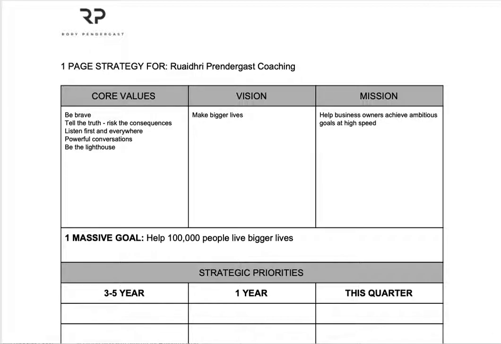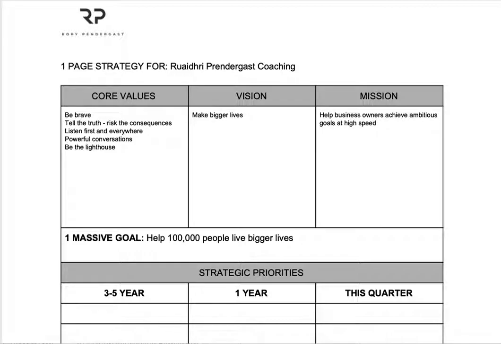Finally, in this section, I want us to create a massive goal. So what is a massive goal for you and your business? Again, I've given you an example here that I want to help 100,000 people live bigger lives across the world. Now, I have no idea yet how I'm going to achieve that goal, where I'm going to achieve that goal, and what exactly that's going to mean in terms of bigger lives for those people. But it's something I aspire to do. I am going to work towards it, and bit by bit I will figure out what that is.